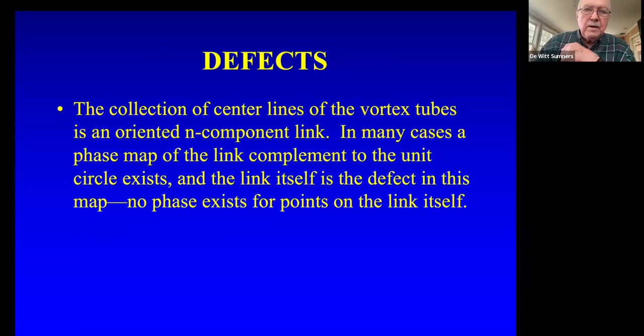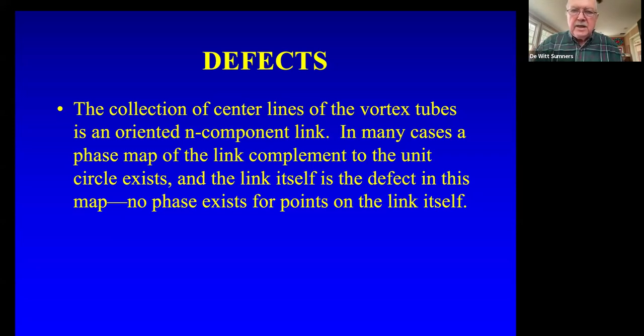So what is a defect? Well, it turns out that the center lines of the vortex tubes are the defect. They're a defect in a phase map. You take the complement of the link in 3-space and map it to the phase circle, and it's defined everywhere except on the link itself. So you can think of a defect in terms of, suppose you're at, say, a football game, and you're standing in the middle of the football field on the 50-yard line, and the field is full of people as well as the stands. If the wave were to begin, it would be going around the stadium.